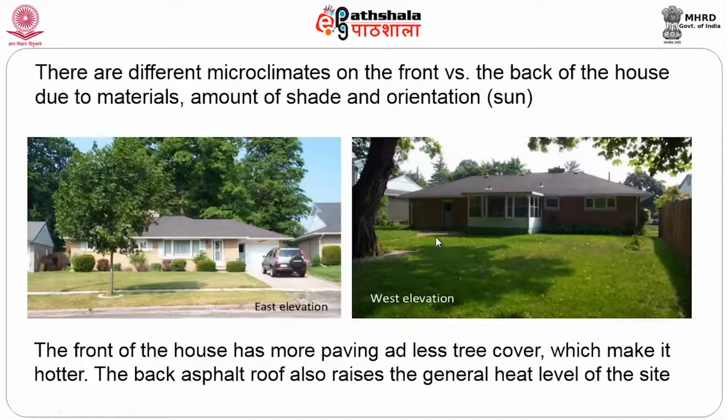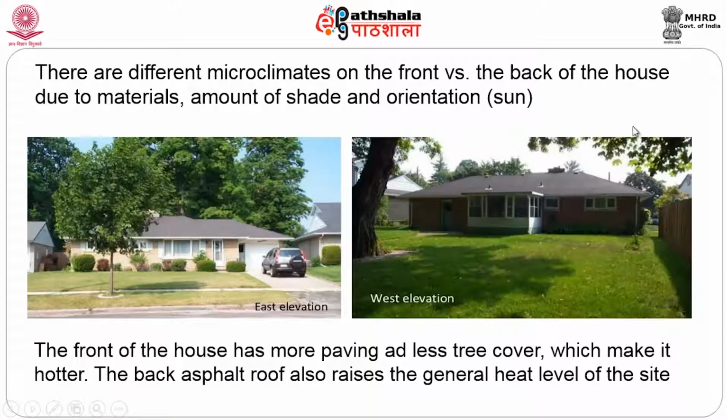There are different microclimates on the front versus the back of the house due to materials, amount of shade and orientation of the sun. Now, this is the same property we have images of. This is the east elevation of the house and this is the west elevation, that is the front and the backyard. Now, if you look at the front of the house, it has more paving and less tree cover, which makes it hotter. But the back asphalt roof also raises the general heat level of the site.